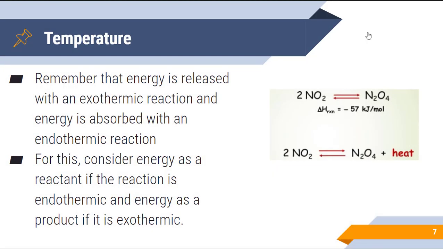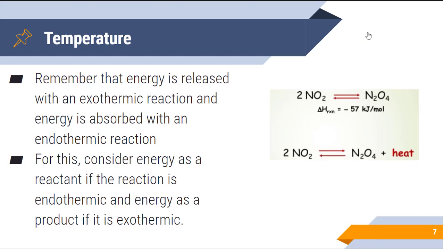Temperature. This one's a little bit tricky. Remember that energy is released with an exothermic reaction, energy is absorbed with an endothermic reaction. So for this, we want to consider energy as a reactant if the reaction is endothermic, and energy is a product if it is exothermic. So when we put energy into a reaction, you can think of it as a reactant. So if a reaction is endothermic, then heat behaves as a reactant. If it is exothermic, heat is being released. So we can think of heat as a product.